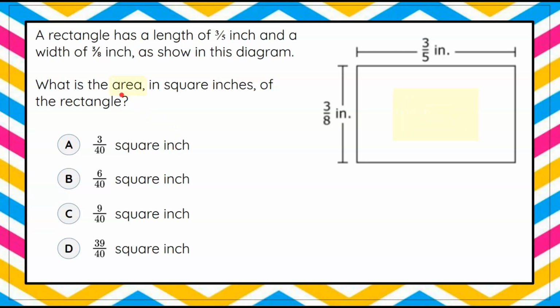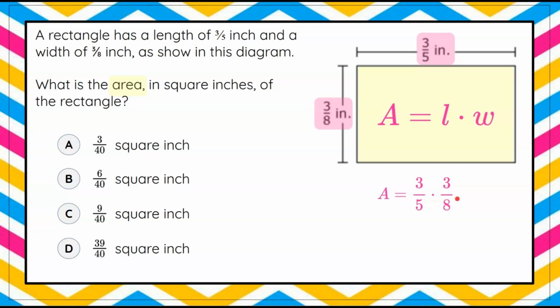So we are finding the area of this rectangle using the formula A equals L times W, or length times width. So we have a length of 3/5 of an inch and a width of 3/8 of an inch. To find the area, we're going to multiply the length by the width. So let's set that up. Length times width. So that's 3/5 multiplied by 3/8.